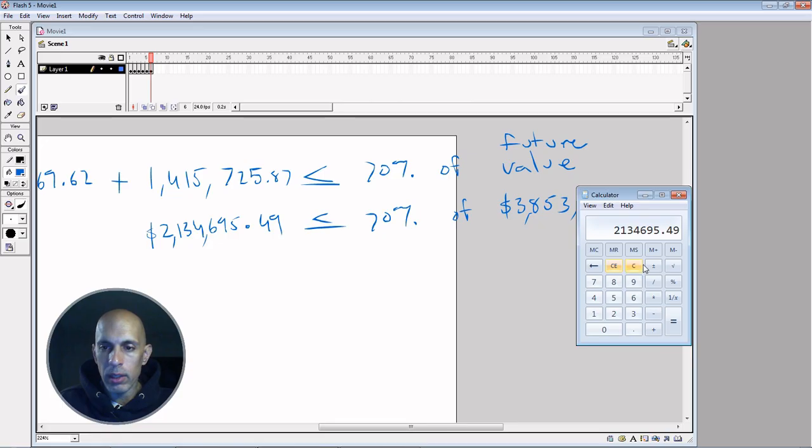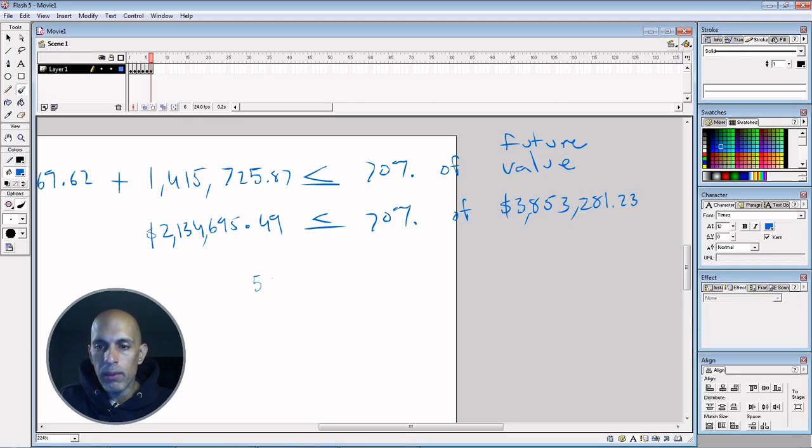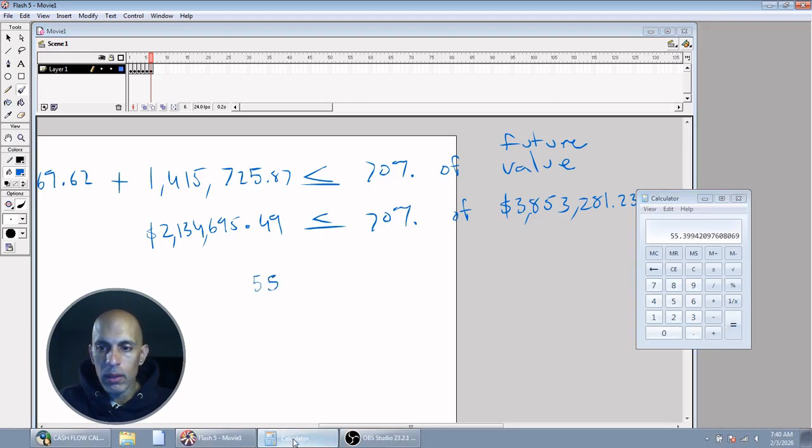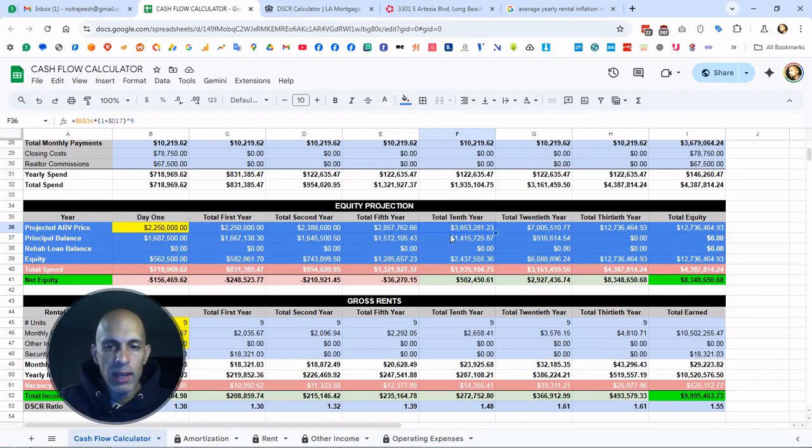If this is actually a good time to do it, I'm just going to take this and divide it by 3853.281.23, and I should get a number that's less than 70%. And I get 55%. So if I were to multiply that by 100, I would get 55.39, which is less than or equal to 70%. So this is true. So refinancing, doing the cash out refinance in year 10 is the best time to do this building.